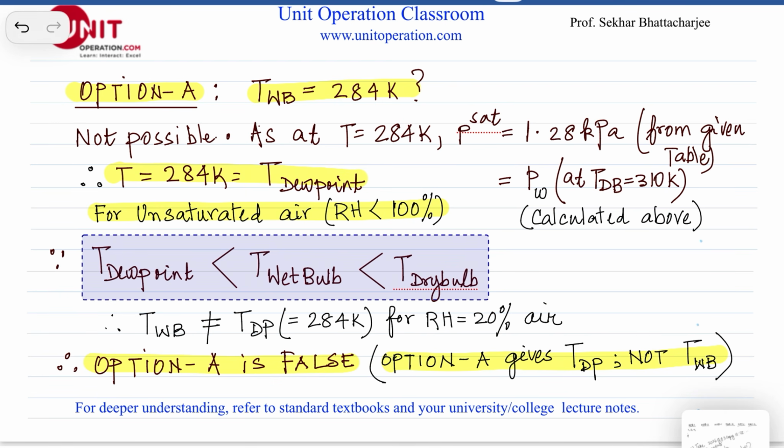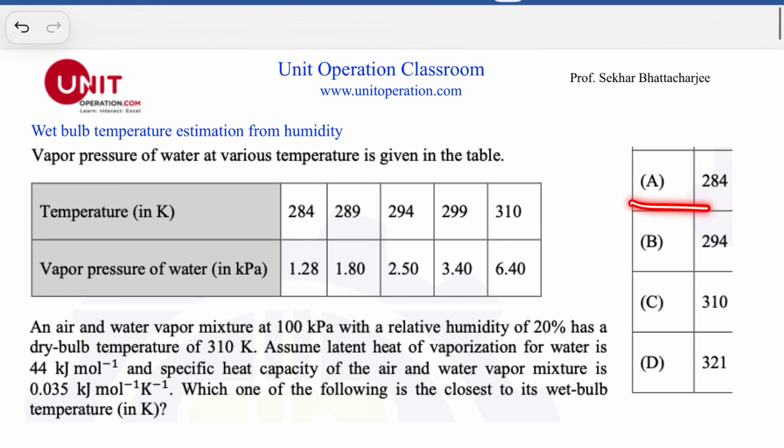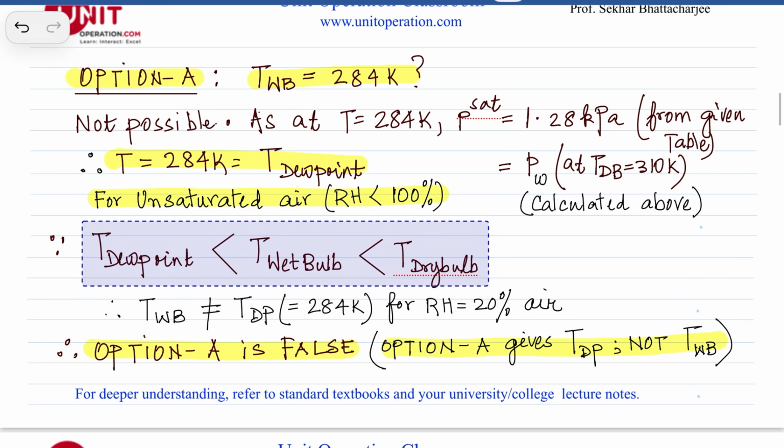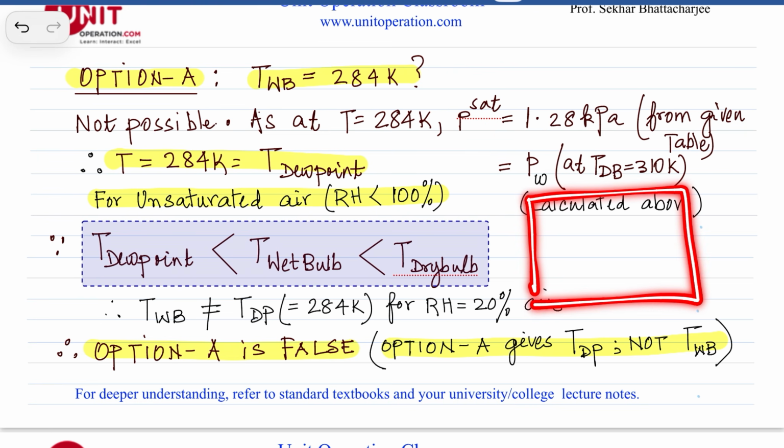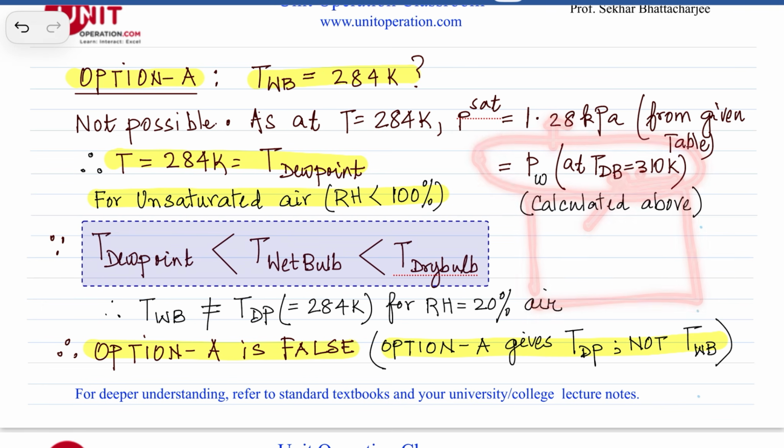Now let's discuss option A. Option A is wet bulb temperature of 284 Kelvin. Let's look here. This is my option A. This is not possible. Why? Because we have seen that this air, which is at a dry bulb temperature of 310 Kelvin, has a partial pressure of water vapor of 1.28 kilopascals. Where have we seen that? Right here.